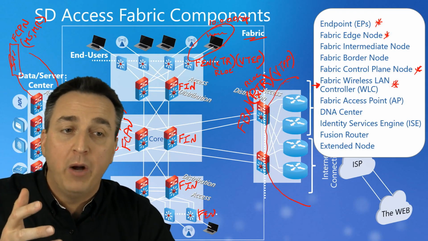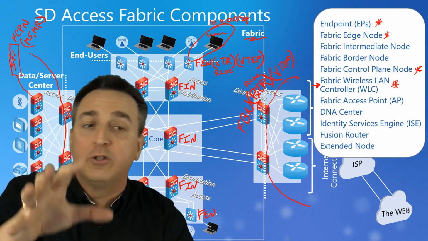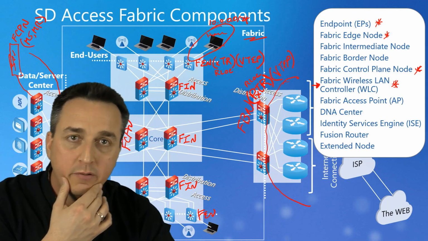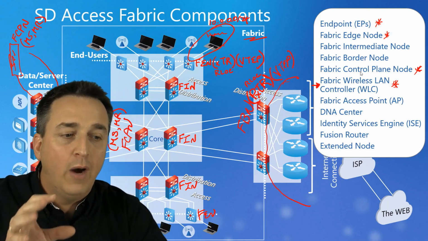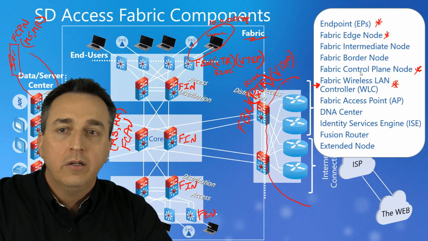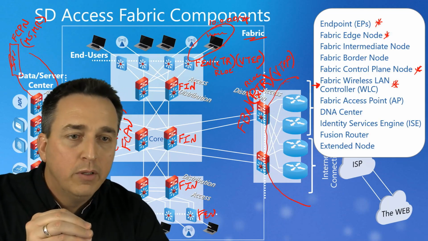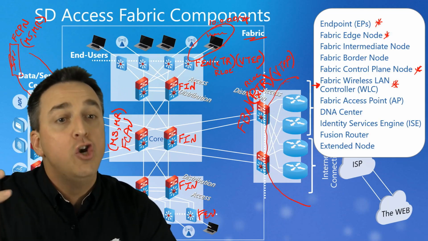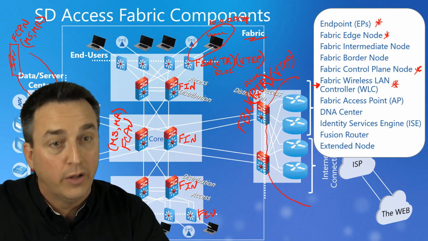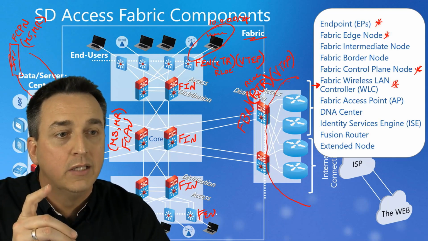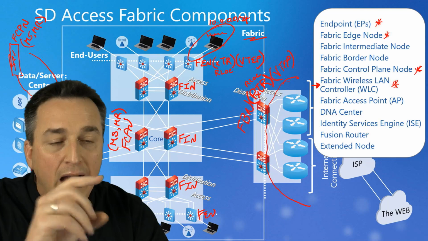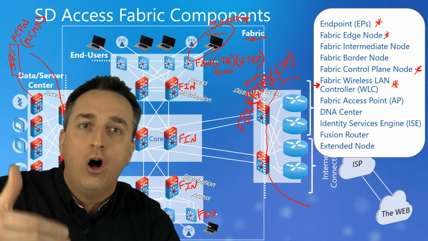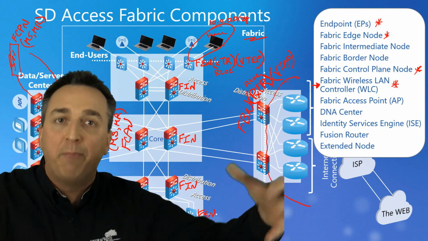And it would also be responsible for the radio resource management of all those fabric-enabled access points. So that fabric wireless LAN controller has an extra job compared to a non-fabric enabled wireless LAN controller. And what's its extra job? Remember this. Update the fabric control plane node where all those wireless devices happen to be connected.